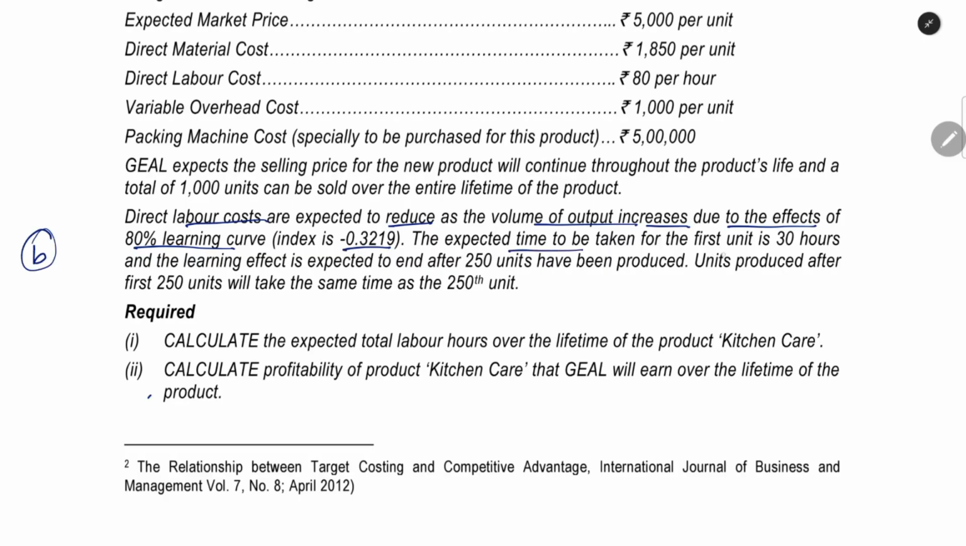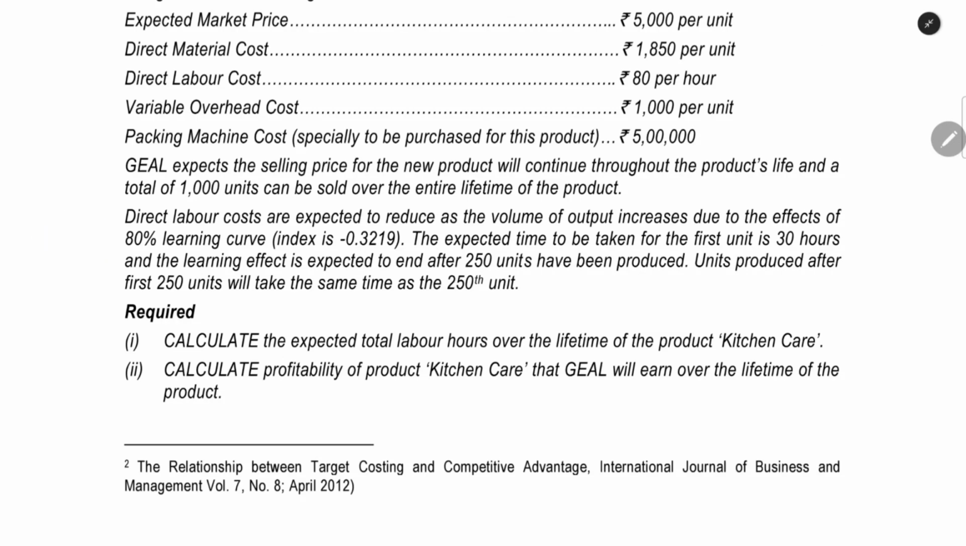The expected time to be taken for the first unit is 30 hours, and the learning curve effect is expected to end after 250 units have been produced. Units produced after the first 250 units will take the same time as the 250th unit. For producing the first unit, they will take 30 hours. After that, they will have an 80% learning curve for every unit they are producing. This learning curve effect will work till the 250th unit. After that, there will be no learning curve effect.